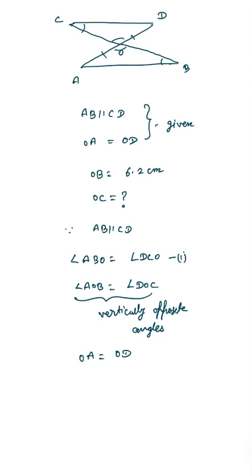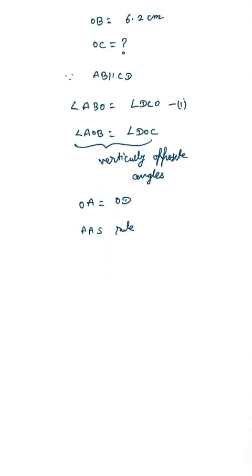Now, since these two triangles are congruent, we can say that the value of OB will be equal to the value of OC by CPCT, that is, corresponding parts of congruent triangles. Now since the value of OB is already given as 6.2, the value of OC will also be 6.2.